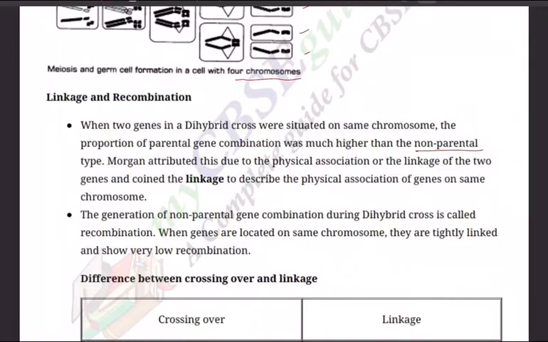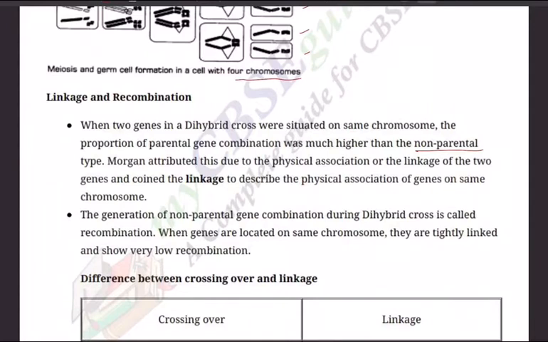Non-parental, that new combination, what is that? Instead of round yellow, wrinkled yellow is the new combination, right? Similarly, round yellow and round wrinkled, the two variations. So the new combinations would be, instead of round yellow, round green, and the other parent is wrinkled green. Instead of wrinkled green, round green. This is a new combination. So that is the non-parental type.